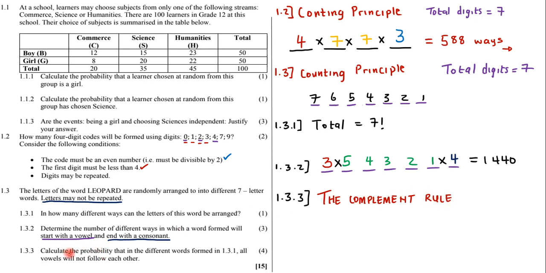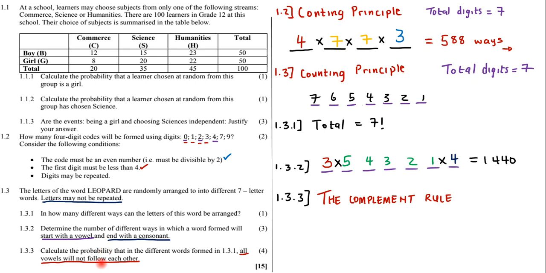Okay, so the instruction here, it's saying what? It's asking for the probability that in the different words formed, all vowels, I'm going to underline that part, all vowels will not follow each other, right? Now for us, it is impossible for us to understand that directly. But then what we can do to actually find this is to ask ourselves, let's first consider what will happen when these vowels follow each other, right?